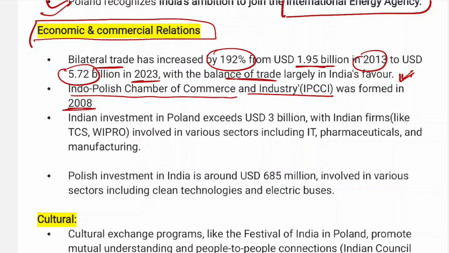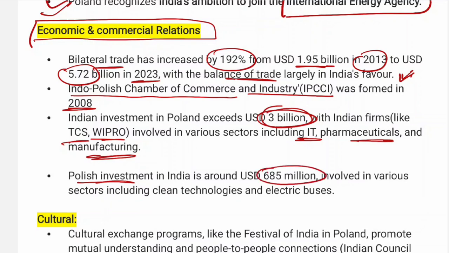Next, Indian investment into Poland exceeds $3 billion. The firms like the TCS, Wipro have invested heavily in Poland. It involves sectors like the IT, pharmaceuticals and manufacturing. However, Polish investment in India is also significant with $685 million. It involves various sectors including clean technologies, electric buses, etc. This was from the economic point of view.